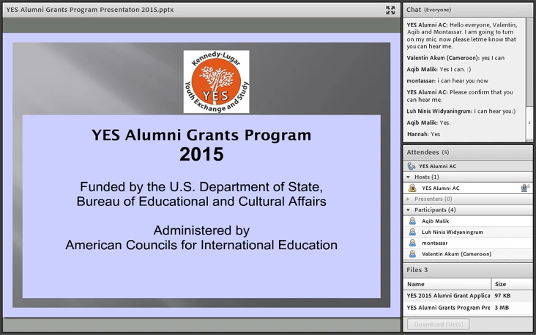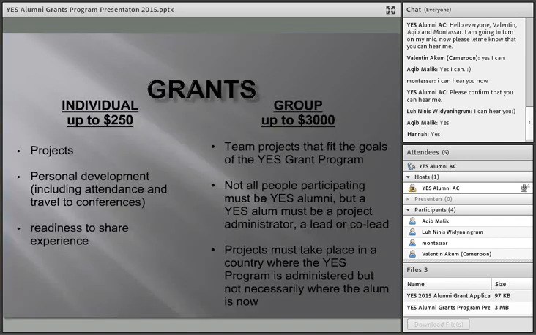Okay, so we have the YES Alumni Grants Program. It's administered by American Councils, and it's funded by the Department of State. I think most of you are familiar with that. So there are 2 kinds of grants that you can apply for or write a proposal for. Both of them have the same application. The first one is an individual grant.